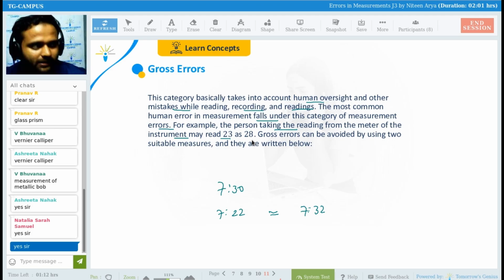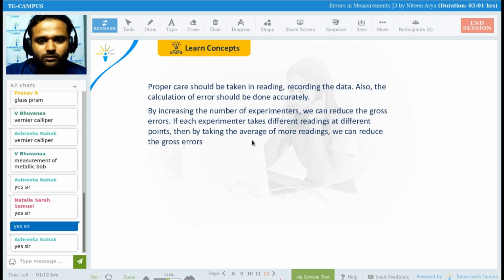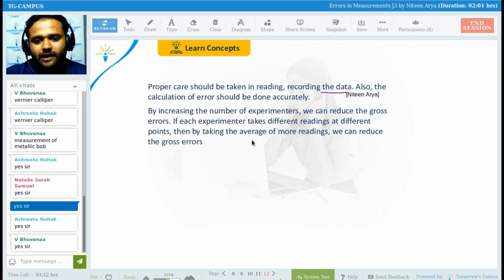Basically, it is a human error which arises whenever you misread look-alike things. Clear? Is this clear, everyone? Good. Okay, so these are some points which you need to take care of. Proper care should be taken in reading and recording the data. Also, the calculation of error should be done accurately.